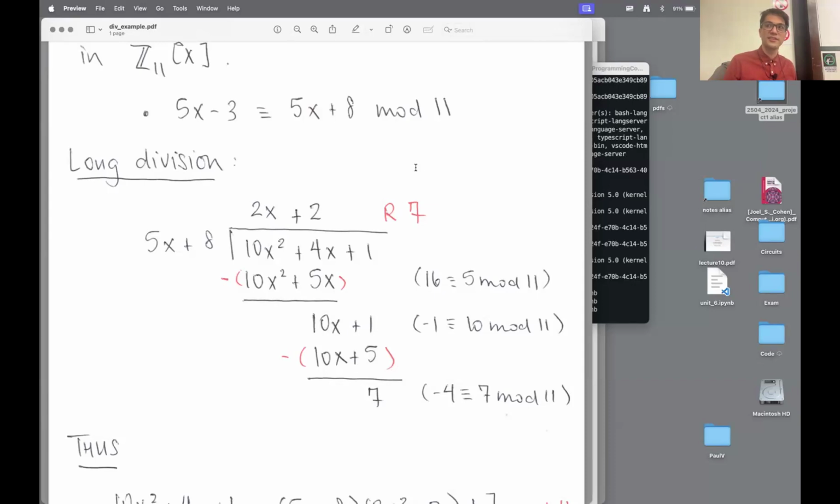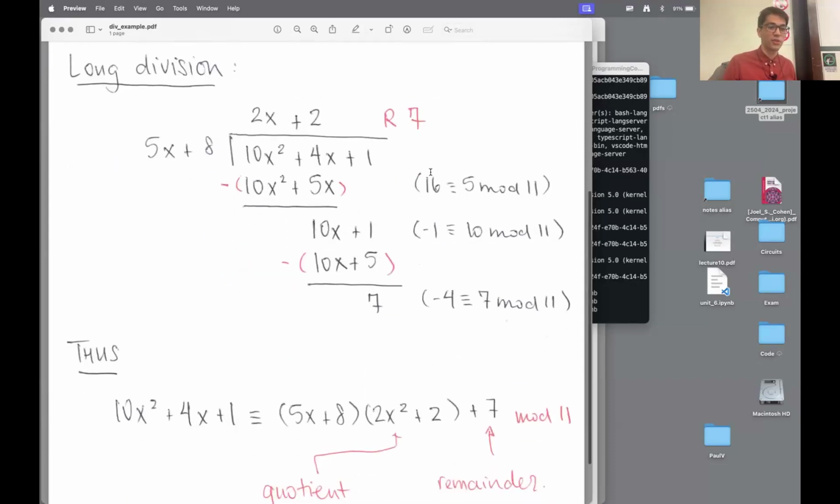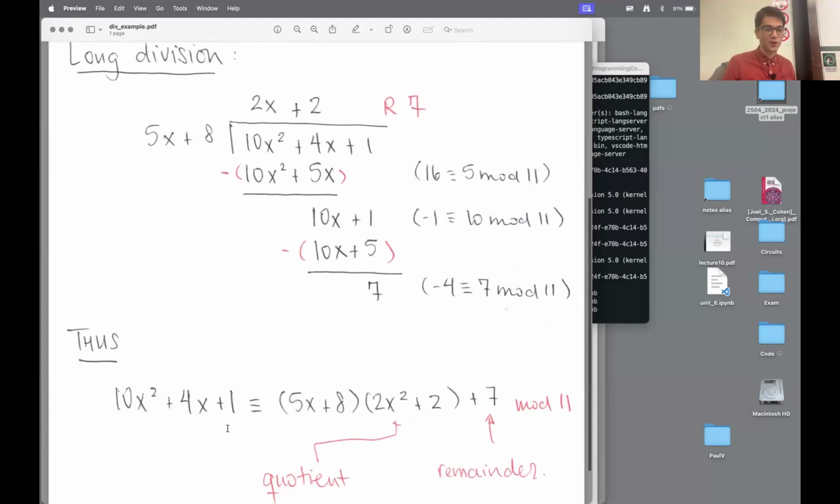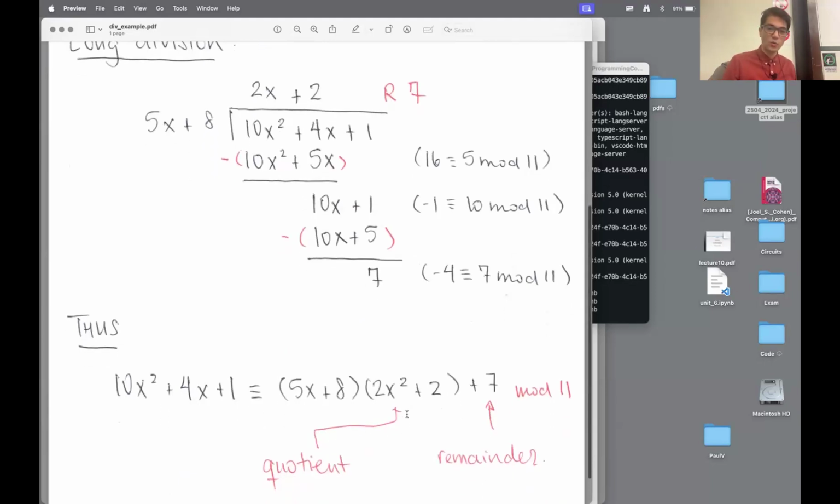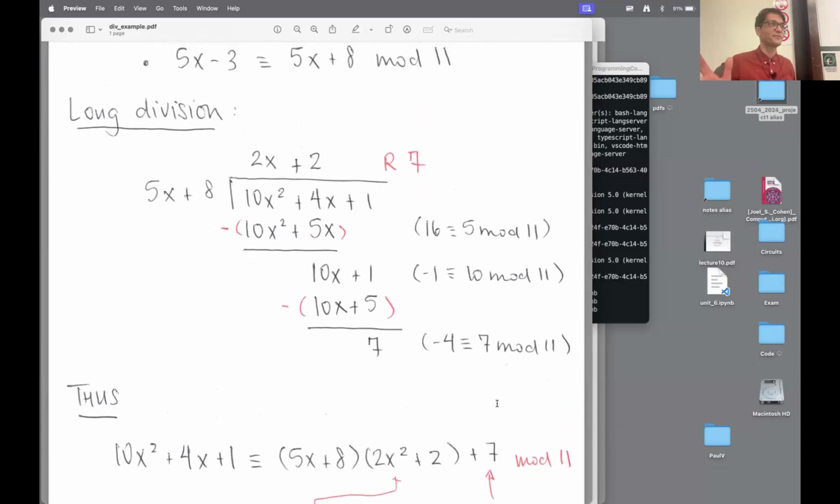And then we recover this 7. So we can get the quotient here and we get the remainder here. So thus, 10x squared plus 4x plus 1 is the quotient times the divisor plus the remainder. Okay, is this okay? Because we're going to go to a more complicated one now, right? Is it okay? Okay.